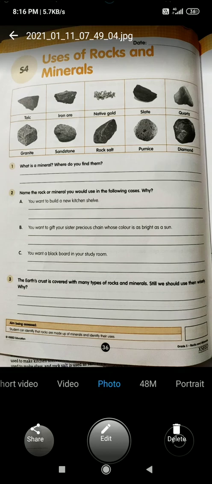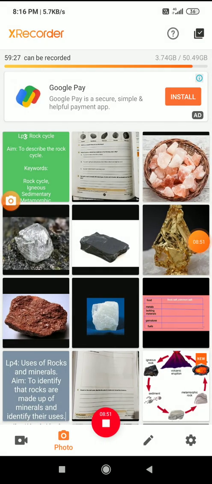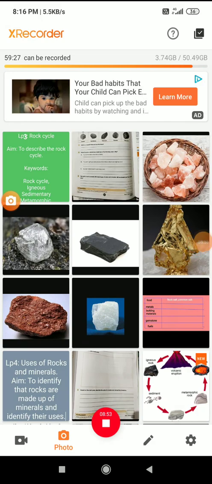Okay, so here we have completed. Next week we will go through a new lesson.